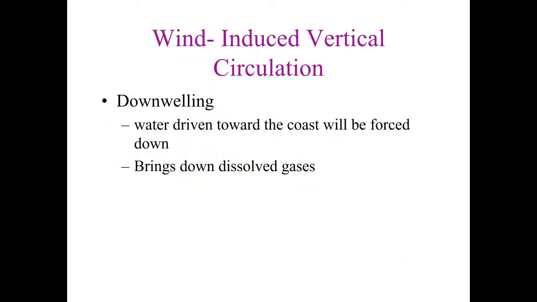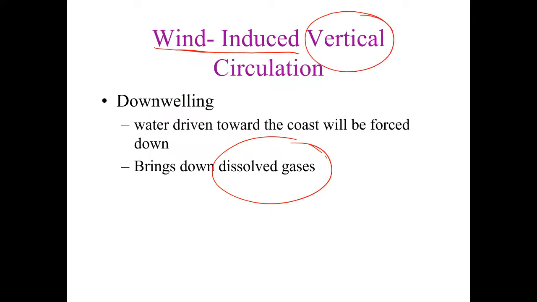Conversely, if we're not coming up, we must go down. So the water driven toward the coast will be forced downward, or water driven in any direction that is highly dense is forced downward. It doesn't bring nutrients, instead it brings dissolved gases. This is still wind driven, still considered vertical because we're going down instead of up.